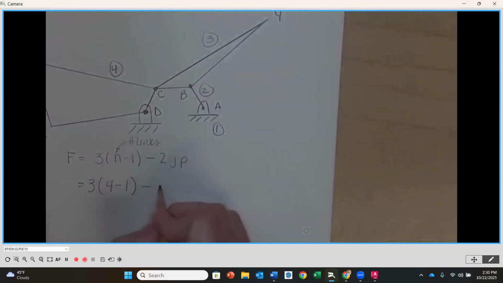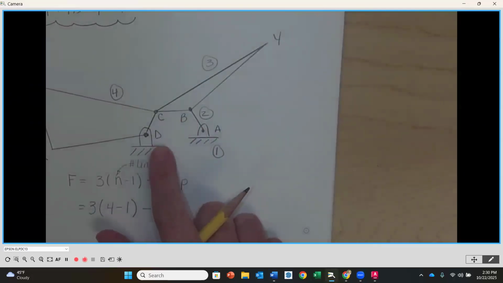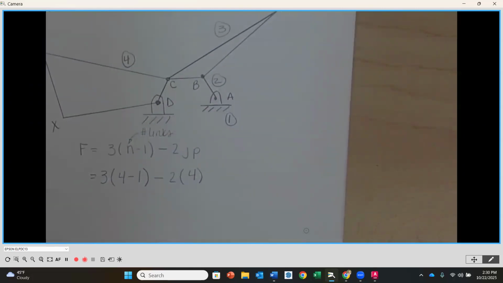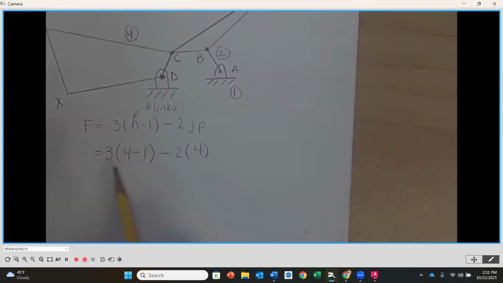And then you're going to say minus 2 times the primary joints. This is how many letters you have. So I've got A, B, C, and D. That's 4 letters. 2 times 4. X, Y, and Z are special interest points. They are not part of this equation. Only links and joints. So only my numbers with the circles and my letters. That's it. And then when I do this math, this is going to be 3 times 3, so that's going to be 9 minus 8.